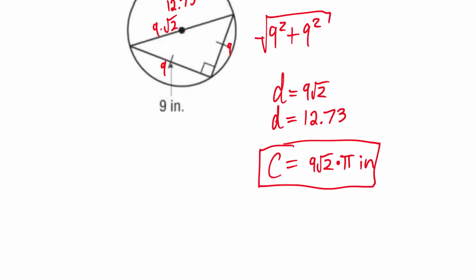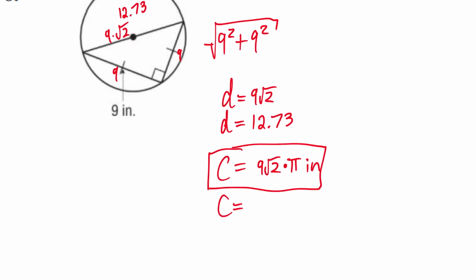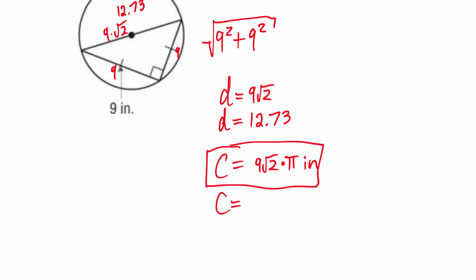Now, I also want to get the decimal version of that, so let's type that in and see what that is as a decimal. So 9 square root of 2 times pi. And what does that give you? 39.99.